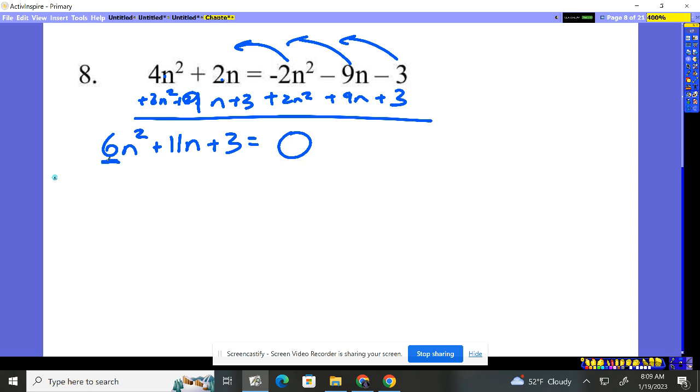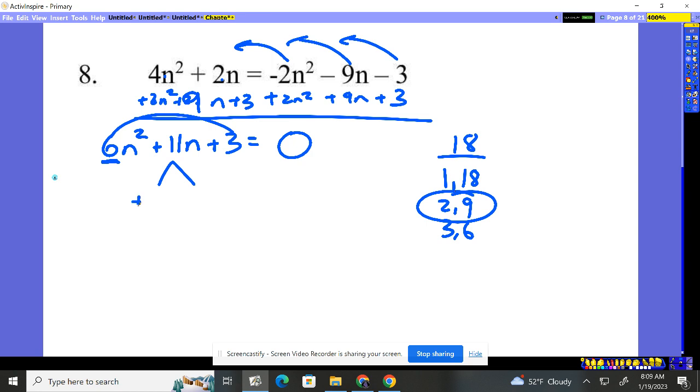When the a value is a number besides a 1, we're going to do it by busting b. In other words, we're going to break this 11n into 2 parts. So the first step, we multiply our a times c value, which is 18. We then think of the factors of 18: 1 times 18, 2 times 9, 3 times 6. And we look, who can create 11n? That's the 2 and the 9. And everybody's positive here, so this is going to be a plus 2n plus 9n. I'll bring down my 3, and I'm going to bring down my 6n squared.